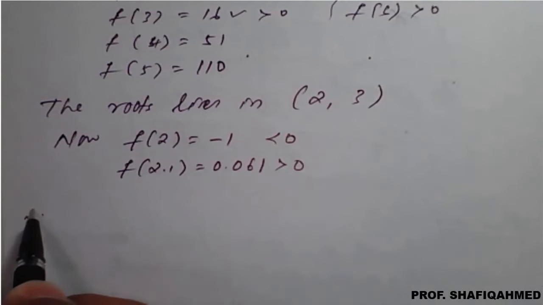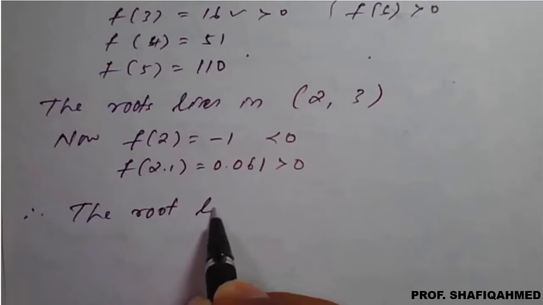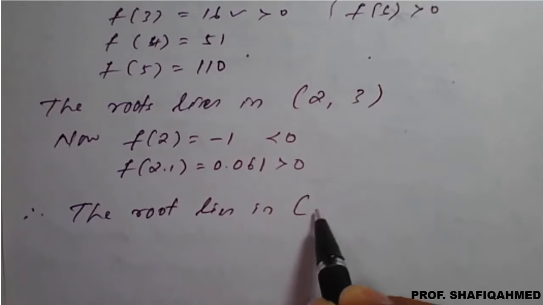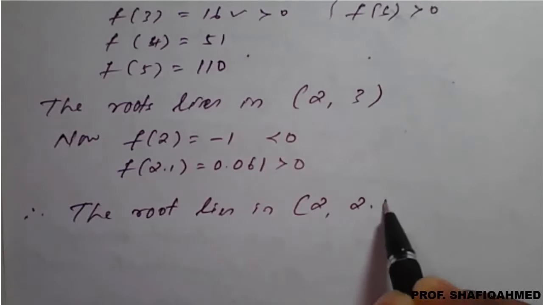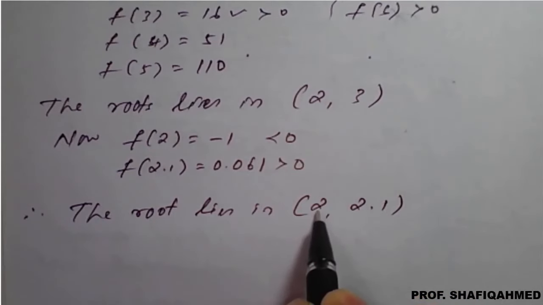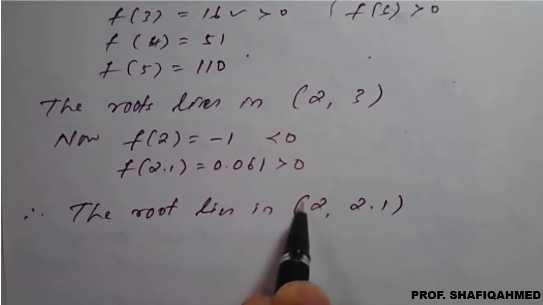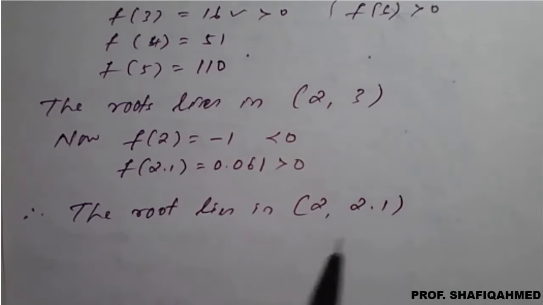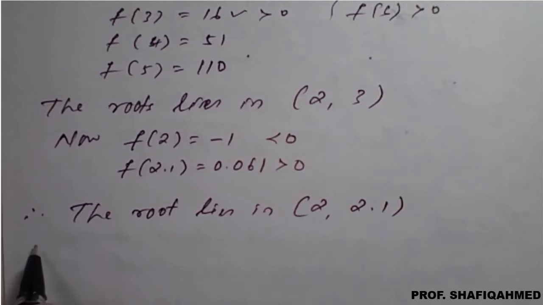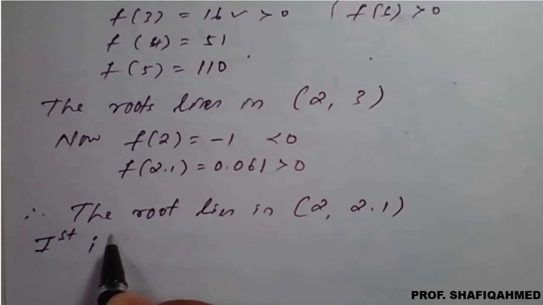So therefore the root lies in 2, 2.1, means our answer is in between 2 and 2.1. So remember, because of 2 we got a negative value, and because of 2.1 positive. So this is very important. So this is the negative place and this is the positive place. Now we'll go for the first iteration, or first approximation.